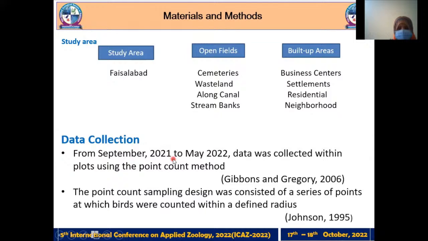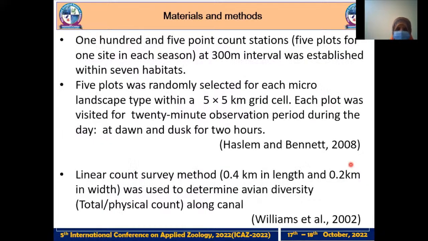From September 2021 to May 2022, data was collected within plots using the point count method. The point count sampling design consisted of a series of points at which birds were counted within a defined radius. 105 point count stations at 300-meter intervals were established within several habitats. 5 plots were randomly selected for each micro landscape within a 5 by 5 kilometer grid. Each plot was visited for 20 minutes, with the observation period during the day at dawn and dusk for 2 hours. The linear count method was used to determine the bird diversity along the canals.